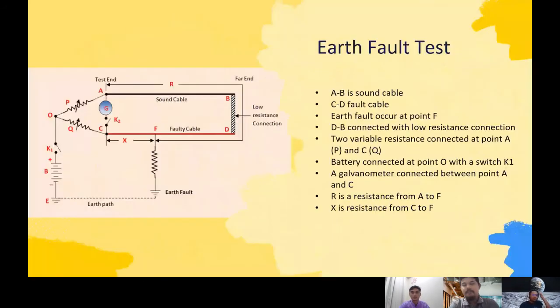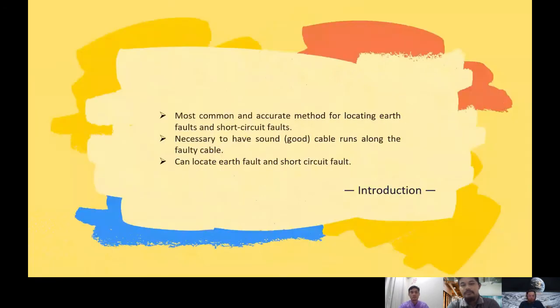test. So let us go into the introduction first. The Murray loop test is the most common and accurate method for locating earth faults and short circuit faults. It is necessary to have a sound, good cable run along the faulty cable, and it can detect earth faults and short circuit faults. These two are the faults.